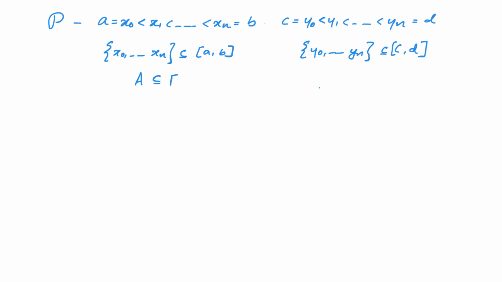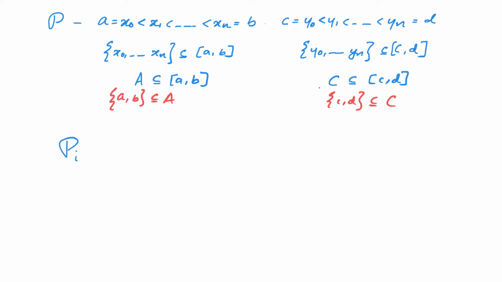Therefore, we can represent a partition by a subset A of [a,b] and a subset C of [c,d]. However, there is one property that these subsets should satisfy. Namely, the elements a and b should be contained inside capital A and the elements c and d should be contained inside capital C. Given this simplified notation, now consider two partitions. Let Pi be the partition given by a subset Ai in [a,b] and Ci in [c,d], where i can be equal to 1 or 2.